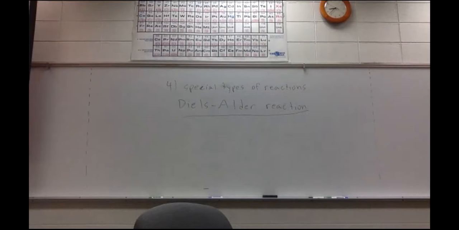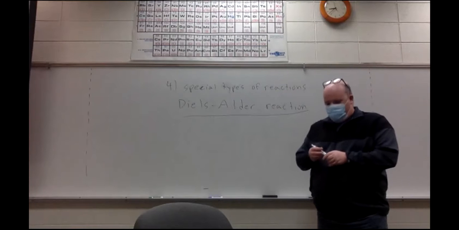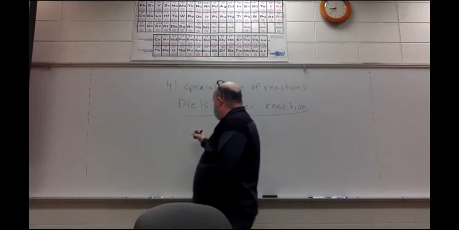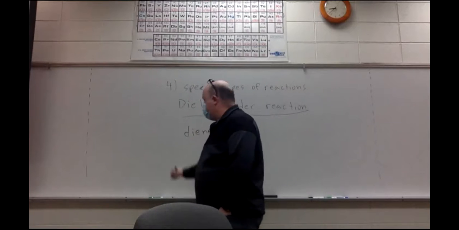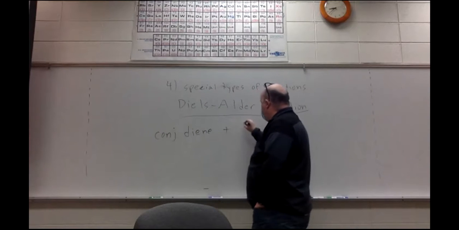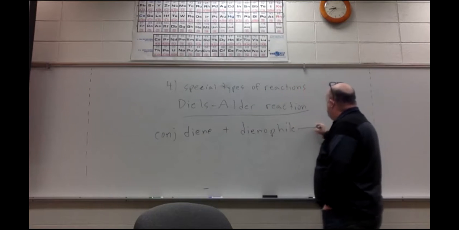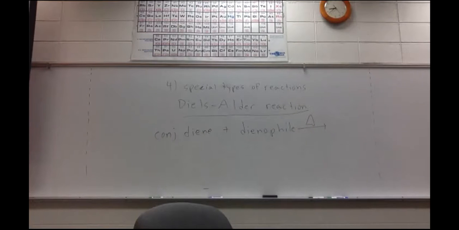You know who studied Diels-Alder reactions? Diels and Alder. All right, they did. So what is a Diels-Alder reaction? Basically, it's a reaction between a diene, specifically a conjugated diene. I need to get that specific. Conjugated diene plus something called a dienophile. And it's a thermal reaction. The only additional component you need to add is heat.